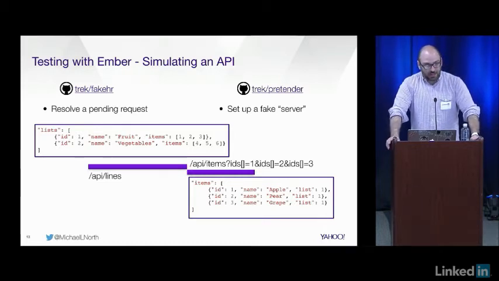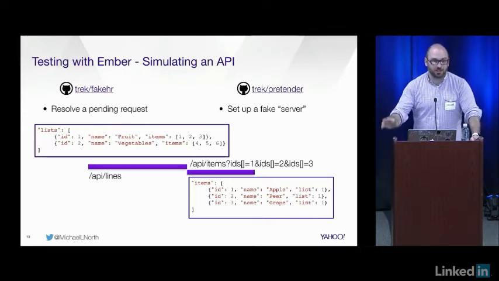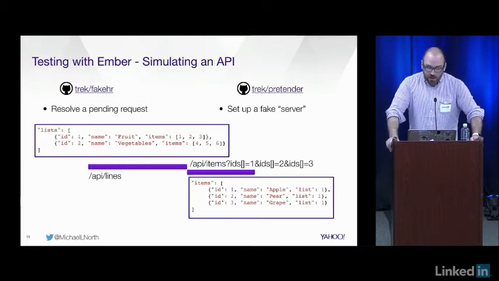So Trek, another Ember core team member, has written two libraries, one before the other, and one is sort of the evolution of the other. One is called FakeHR, and the other is Pretender. They take different strategies to solve this problem of synthesizing an API. FakeHR will resolve a pending request. So you actually have to have a request sent out before FakeHR can help you do anything about it.